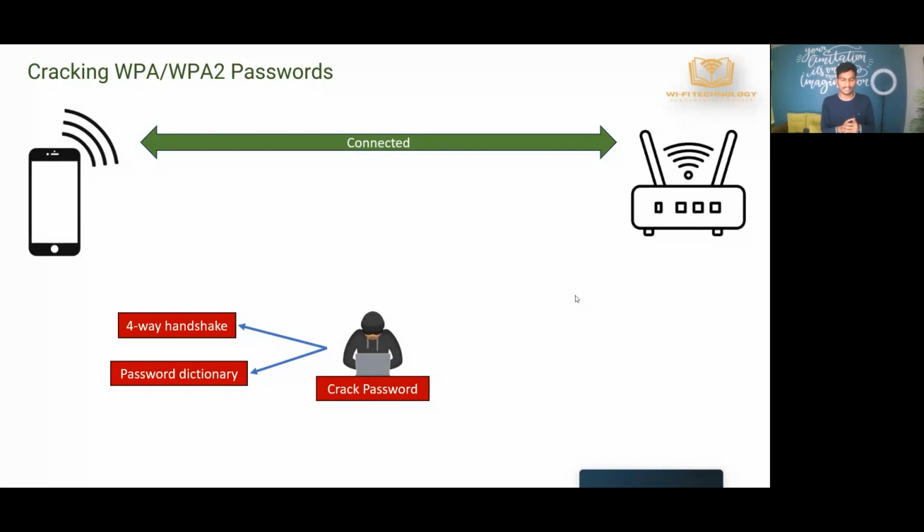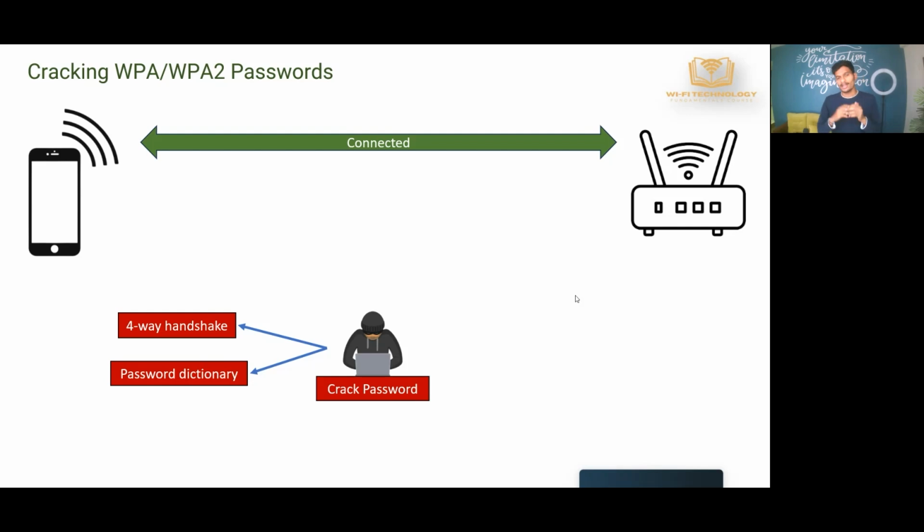So the four-way handshake is exchanged when a client and AP connect. But in this case, the client and access point already got connected. He can do two things in order to capture the four-way handshake. One is he can continuously listen to the network and wait until a client disconnects and connects back. Then he can capture the four-way handshake.